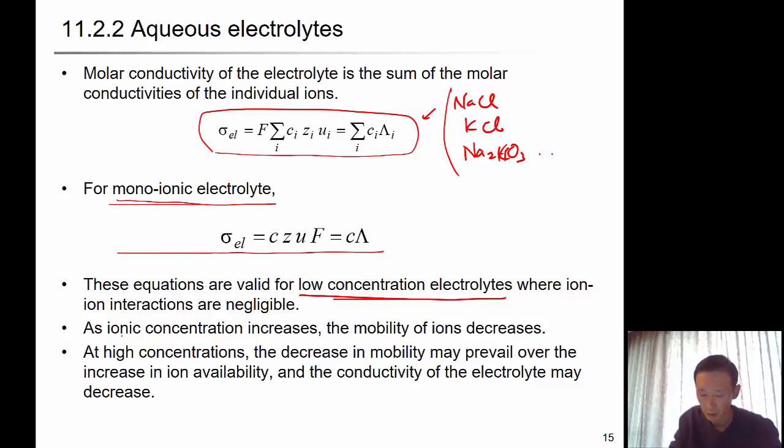you can use this equation and the superposition rule. But as the ionic concentration increases, the ions will interact with each other, because the distance between the ions gets very close. So the mobility of the ions decreases. At high concentration, the decrease in mobility may prevail over the increase in ion availability, and the conductivity of the electrolyte may decrease. People may think that as the concentration of, for example, potassium chloride increases, the sigma of the electrolyte increases linearly, but at some point it flattens, so the increment decreases. Then it can even decrease, because the ions are crashing and bombarding each other, so the overall mobility decreases.